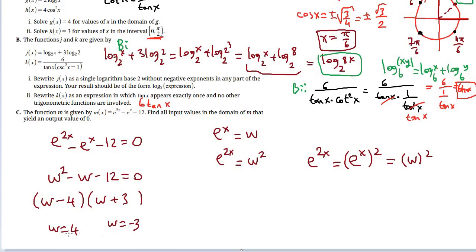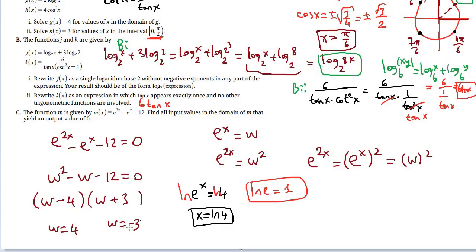But we're solving for x, not w. So let's put w back. So we said that e to the x is equal to w. One value of w is 4. So from here, ln on both sides. We know that ln of e is equal to 1. Same base, same argument. So here x is equal to ln of 4.